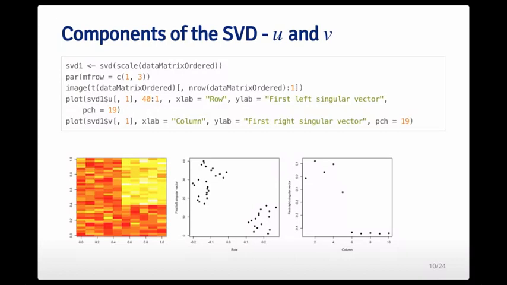So remember, we made a plot that was very similar to this before, but that was when we knew that there was this kind of pattern in the data set. Here, the singular value decomposition picked up the pattern right away, in the first left and right singular vectors.